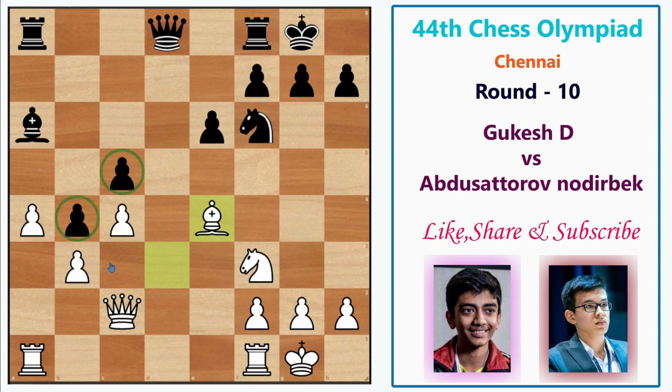Once c5 falls, b4 will automatically fall. So that is the strategy we should focus on now. Also our bishop is very good compared to Nodirbek's bishop, and the knight is okay. So all in all, White is clearly better here.